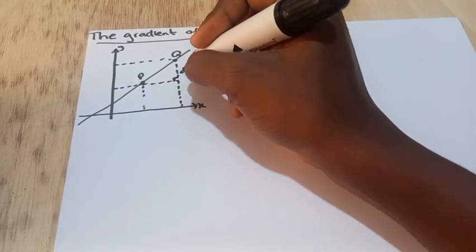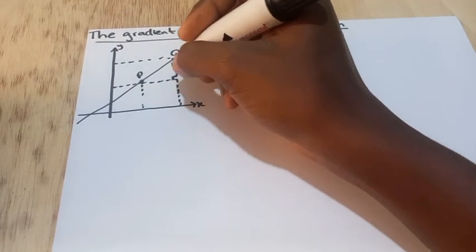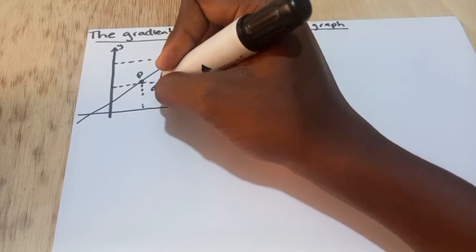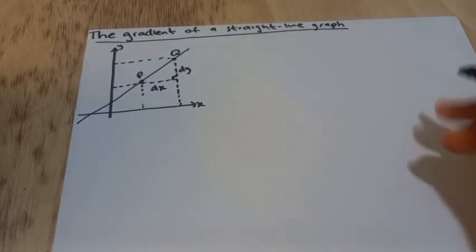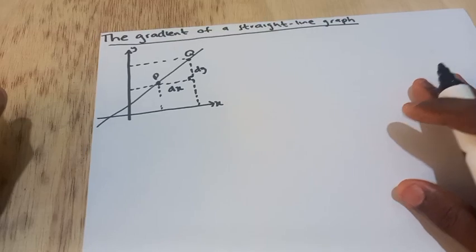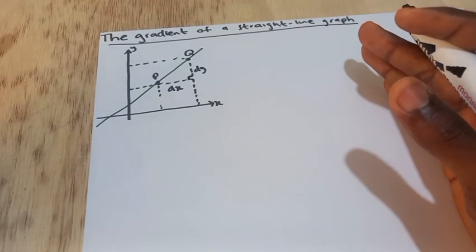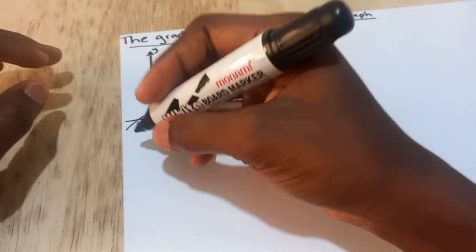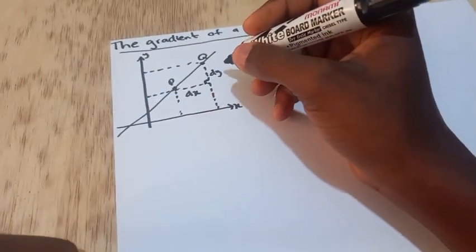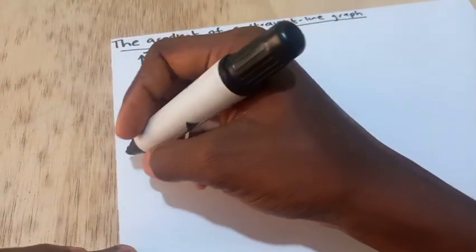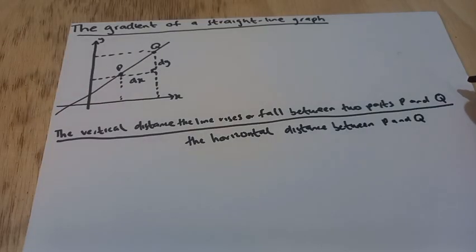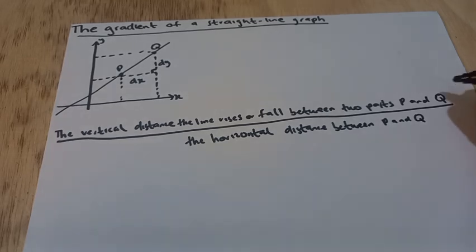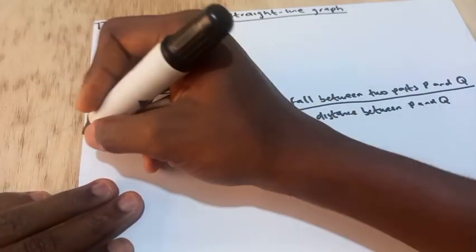So this is the dy, the change in y. Are you getting it? And this is the dx. And this is the gradient shown above. Are you getting it? We have this gradient to be the vertical distance the line rises or falls between 2 points, let's say P and Q, divided by the horizontal distance between P and Q. So this is equal to the gradient.